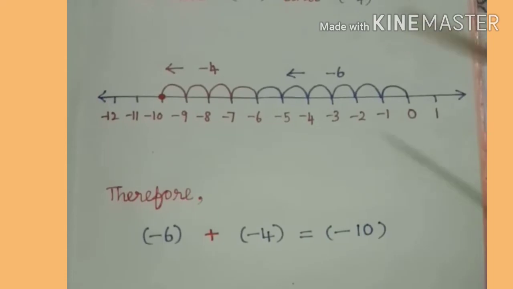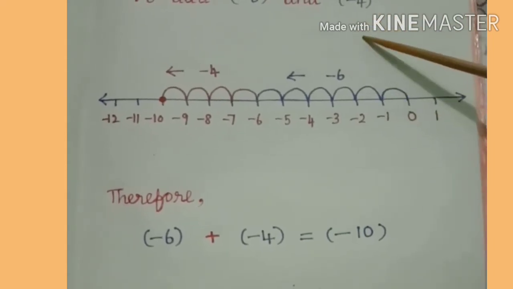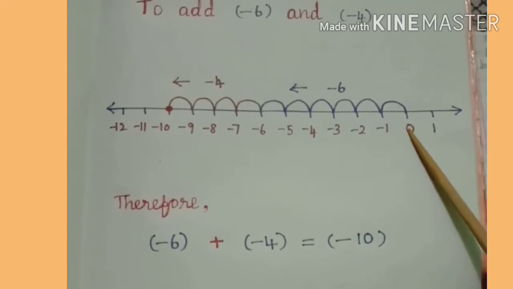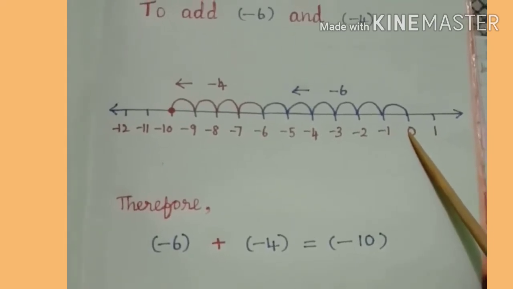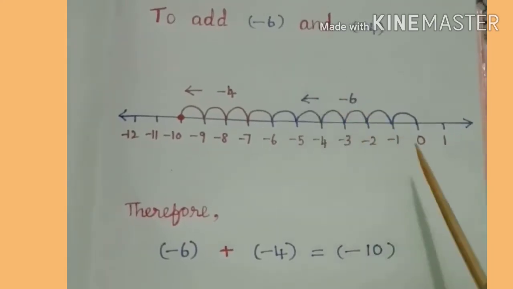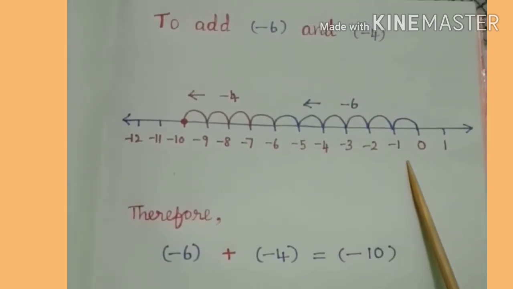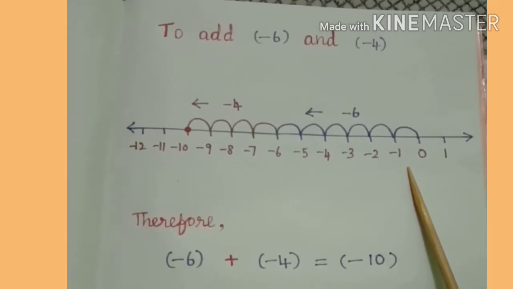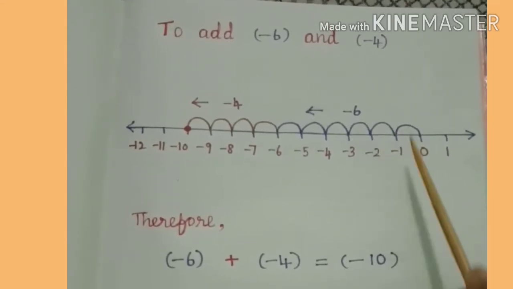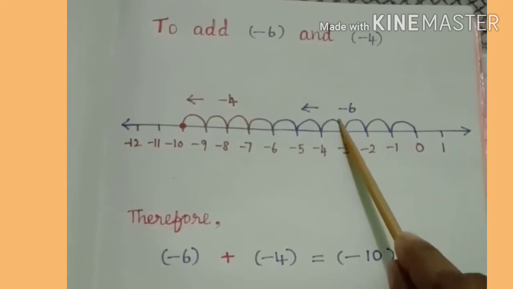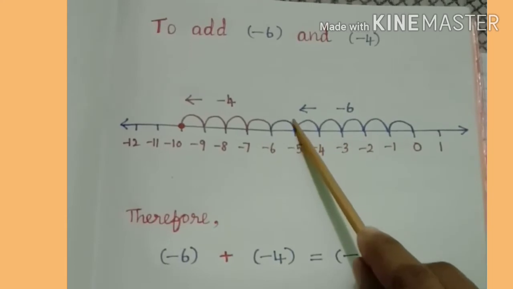Students, now let's see the addition of two negative integers. First, we start at 0, facing positive direction. Here, the first component is minus 6. So, we have to move 6 steps backward from 0 to represent minus 6. That is 1, 2, 3, 4, 5, 6.